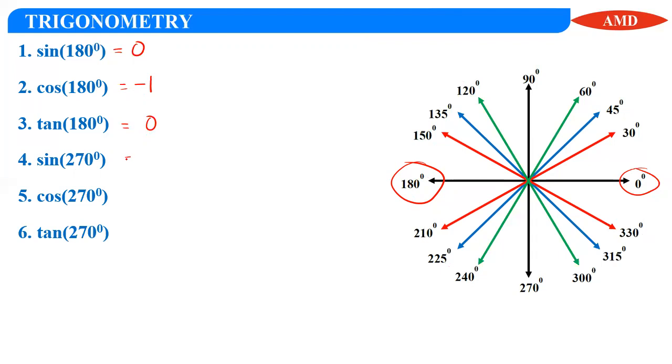Coming to sine 270, the reflection of 270 is 90. Sine 90 degrees is equal to 1. But then 270 is right in between the third and the fourth quadrant where the sine function is negative in both quadrants. So you have to put a minus sign here. Next, cos 270. So what is cos 90? It is 0. And the last one is tan 270. We know that tan 90 is not defined, therefore this is also not defined.